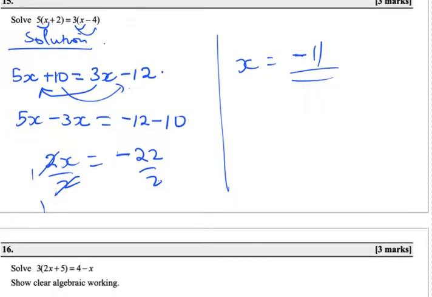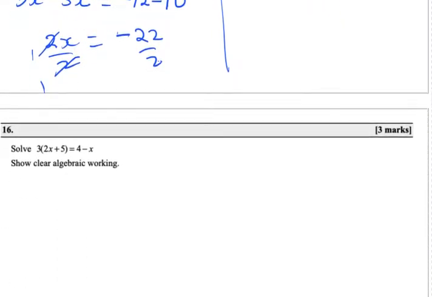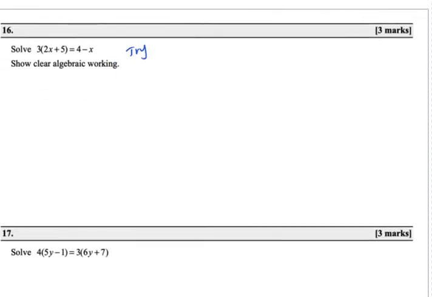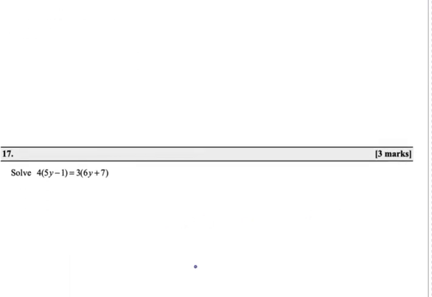Okay class, I hope you understood. You can try out number 16 on your own, and you can comment with your answer. You can practice, and you can also try number 17 on your own.